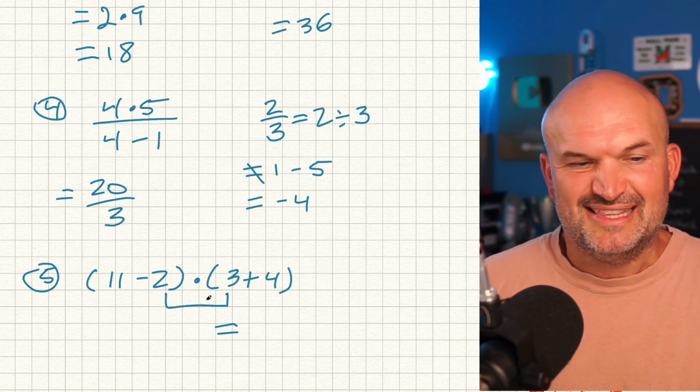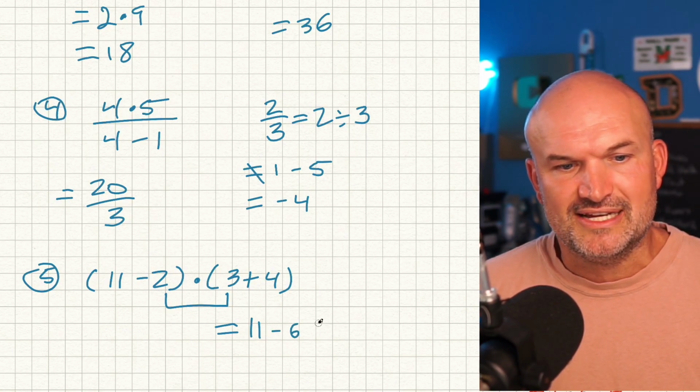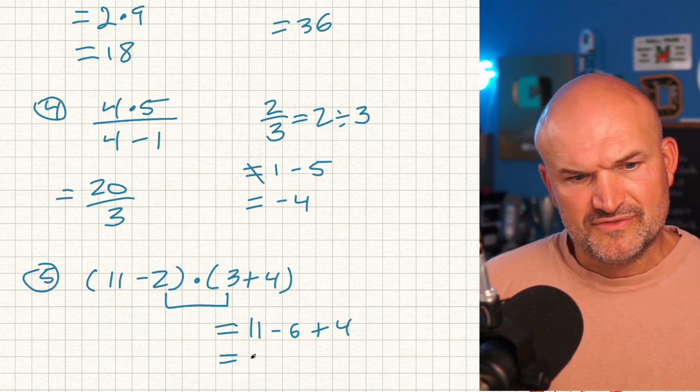Or I just see these two numbers. I think it's an easy product to do. And so let's go and multiply them. So -2 times 3 is going to be a -6 plus 4. And that's going to give me a 5 plus 4, so that equals a 9.